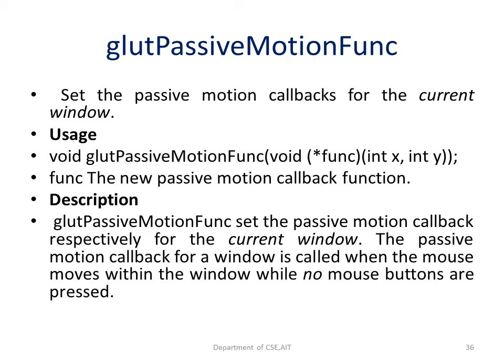The glutPassiveMotionFunc function is also associated with the mouse. But here there is no button press. The mouse will be moving, but there won't be any button press. That is called the glutPassiveMotionFunc function. This also consists of 2 parameters, X and Y. Here we concentrate on the movement of the mouse without any key press. To ensure that it is in my current window, we make use of the X and Y coordinate values. When we capture them, we will come to know whether it is present in my present window or not.